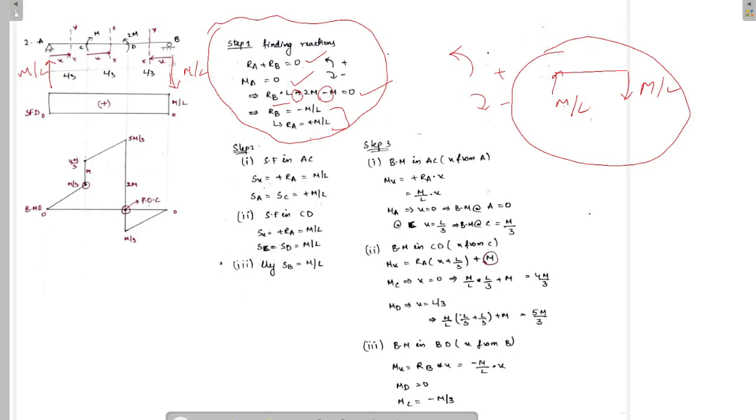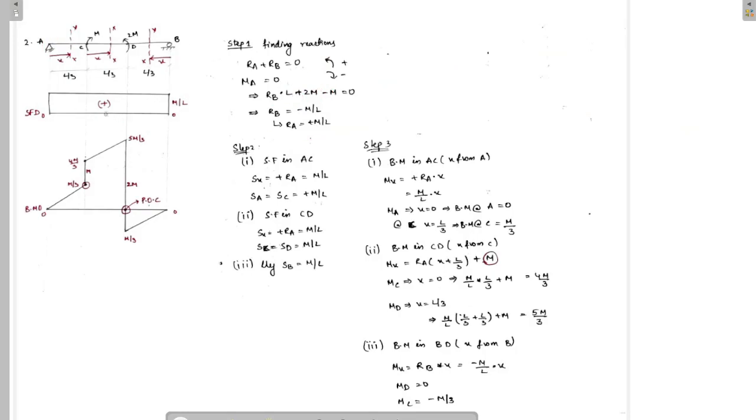See, now considering this load is generating a clockwise moment. That means shear force is considered positive. Similarly, this load is generating a clockwise moment, so shear force is considered positive. So the shear force diagram looks like this: a triangle with M by L as height and L as length.